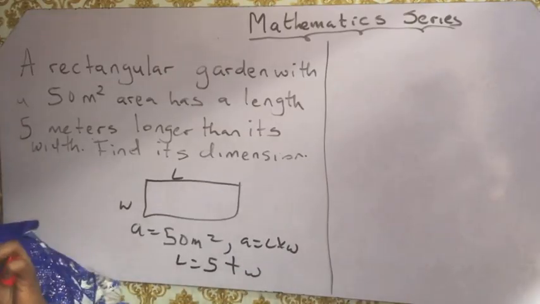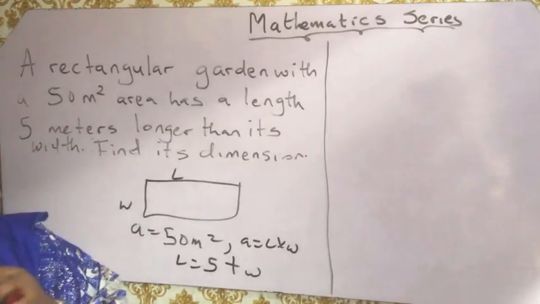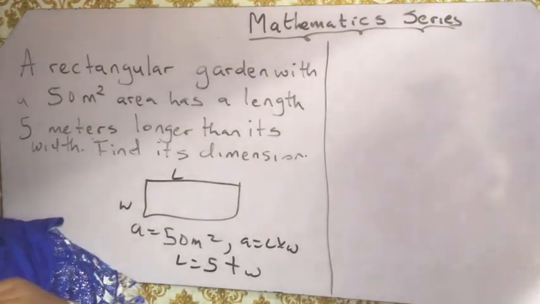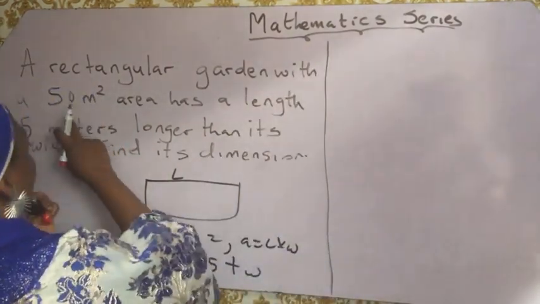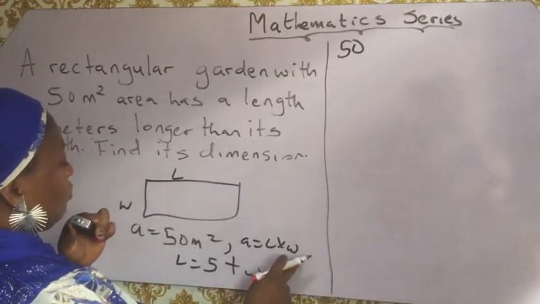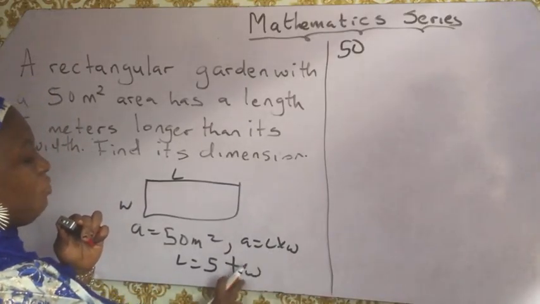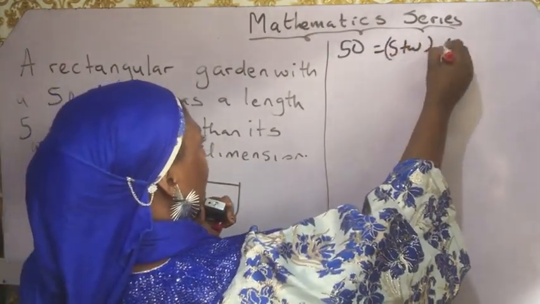So in this equation, we are going to be replacing L with 5 plus W, which is 5 meters longer than the width. So we come and say area, which is giving us 50 meters square, is equals to length times width. Now the length we replace with 5 plus W. 5 plus W times the width.